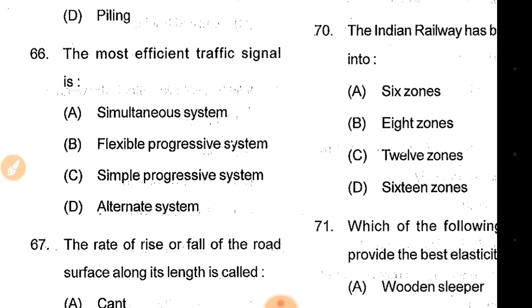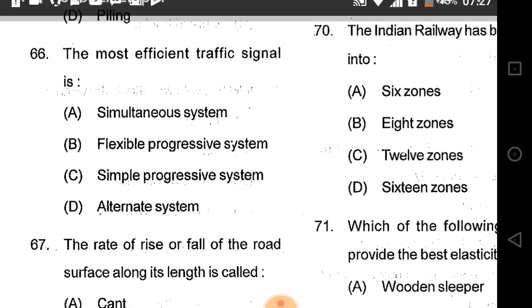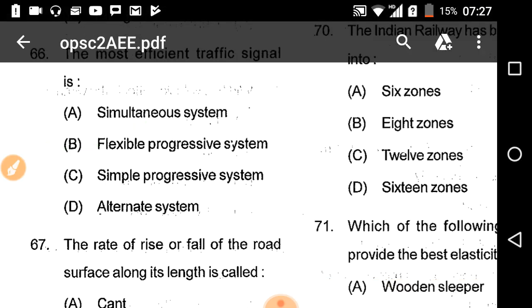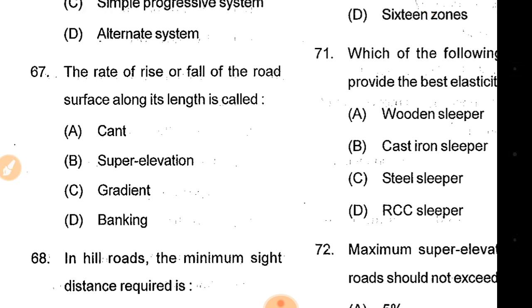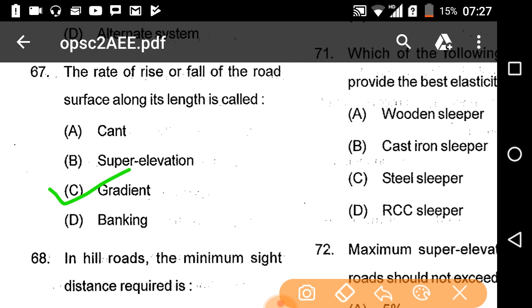Okay, the most efficient traffic signal is simultaneous system, flexible progressive system, simple progressive system, alternate system. So the most efficient traffic signal is flexible progressive system. Option B will be the correct answer. The rate of rise or fall of the road surface along its length is called cant, super elevation, gradient, banking. So it is called gradient. Option C will be the correct answer.